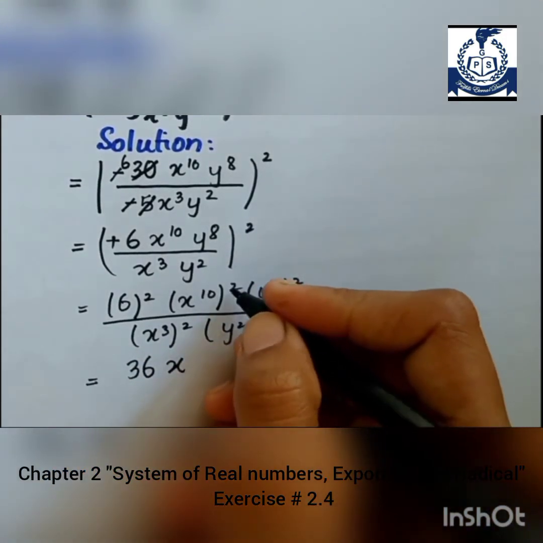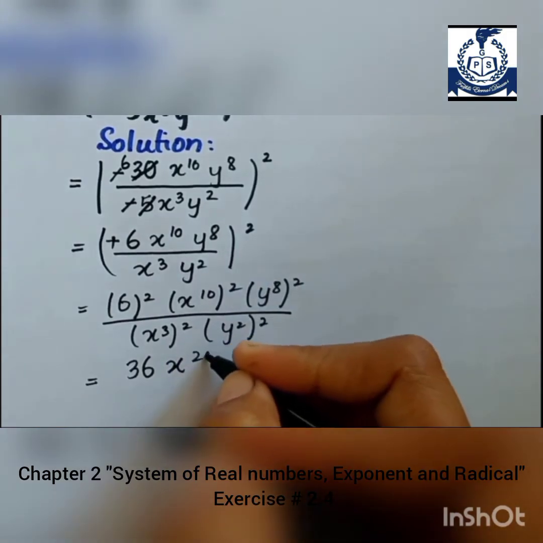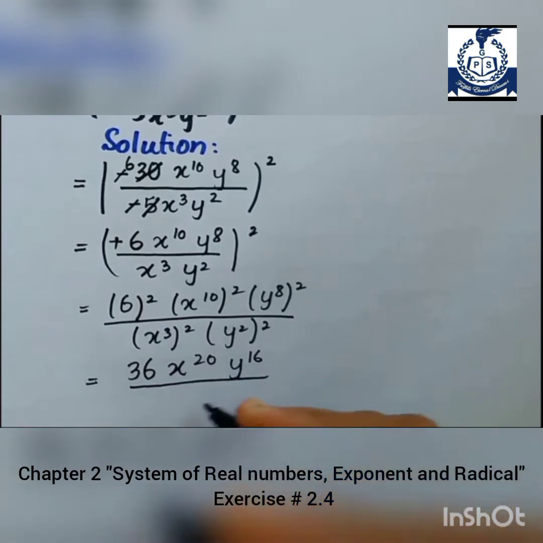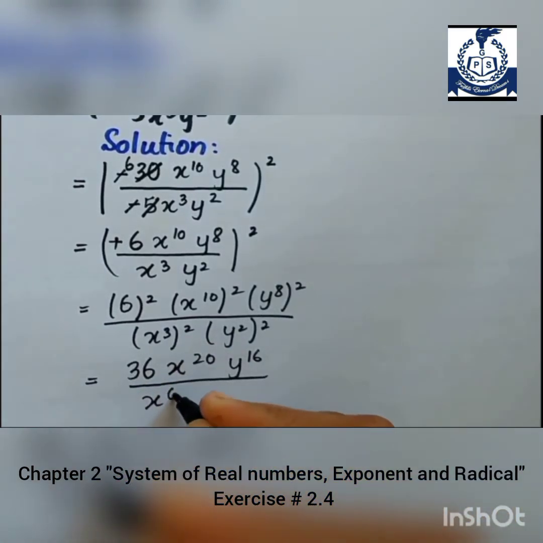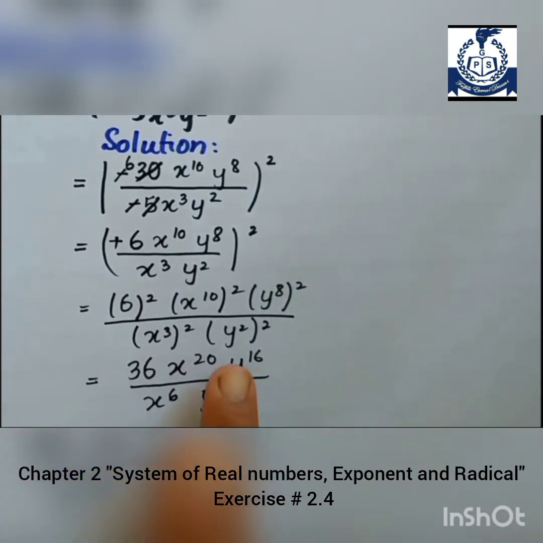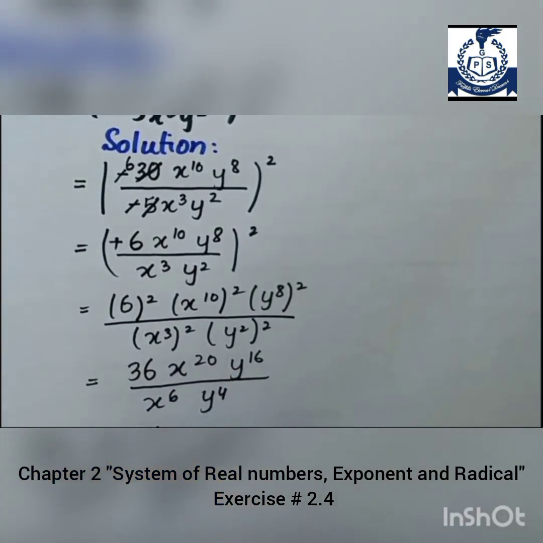x: 10 twos are 20, so x has power 20. y: 8 multiplied by 2, so y has power 16. x: 3 twos are 6, y has power 6. y: 2 multiplied by 2, so y has power 4. So we can write it in a separate form.